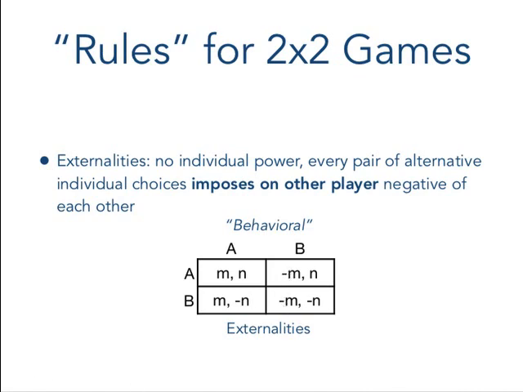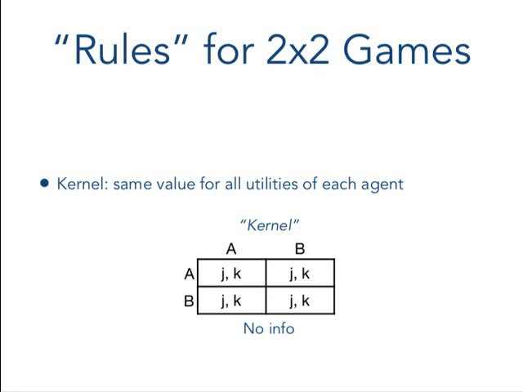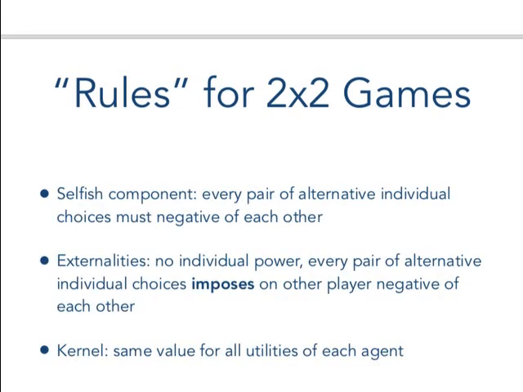And then finally, the kernel is the same value for all the utilities of each agent. So agent 1 would have the common value j, whatever j is, and agent 2 would have whatever value k is throughout. And so here are the rules.